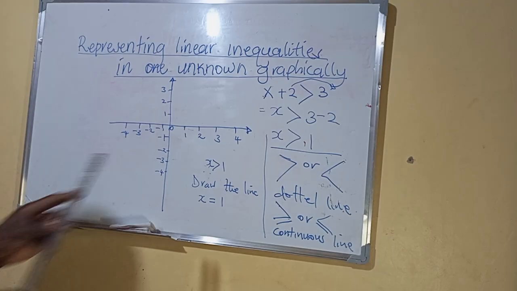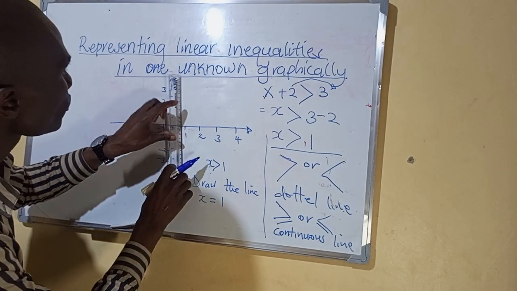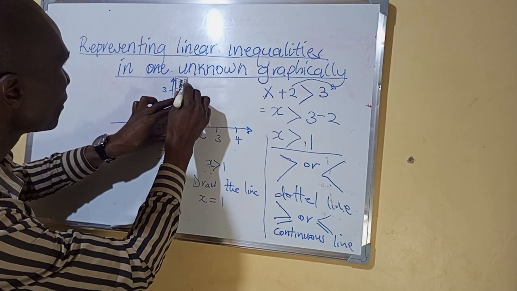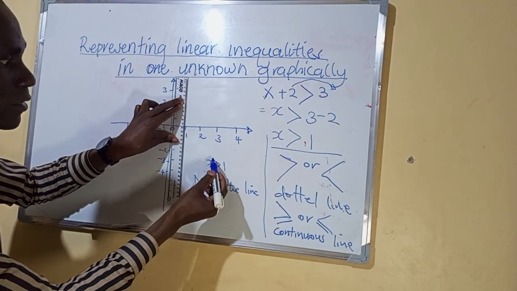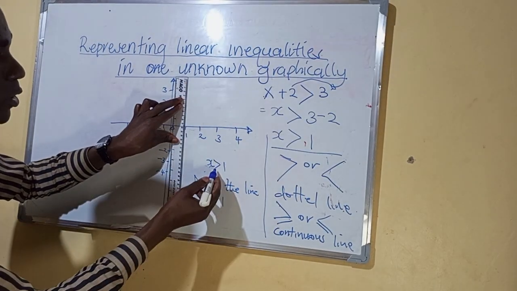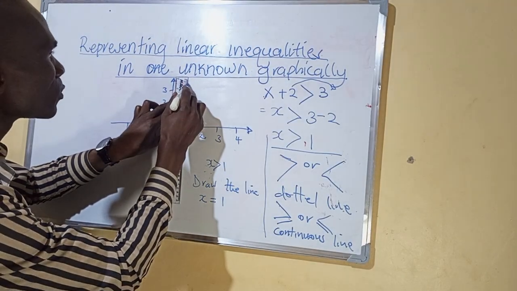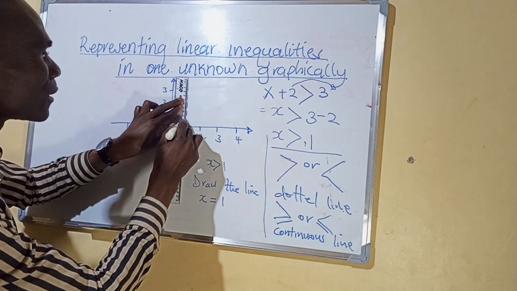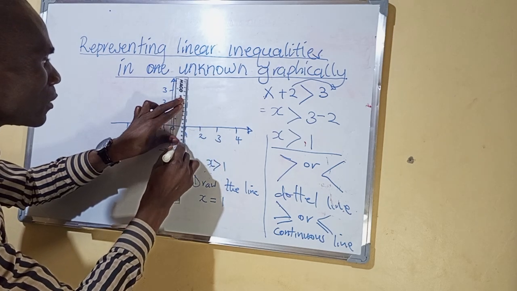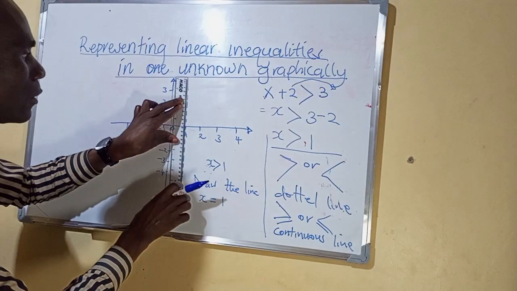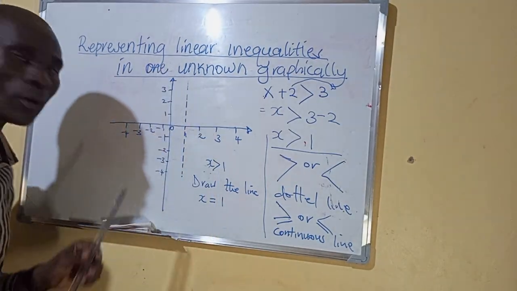Yes, this is our ruler. Sorry for that. So we have to draw x = 1. We said it is not a continuous line, it is dotted, because 1 is not part of the solution. So we have to draw a dotted line that way through 1. So this is our line.